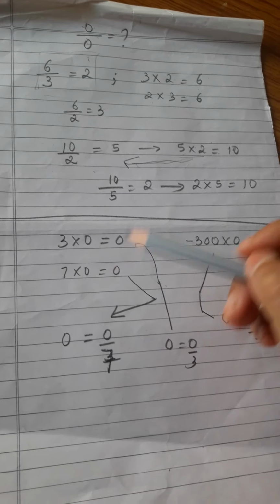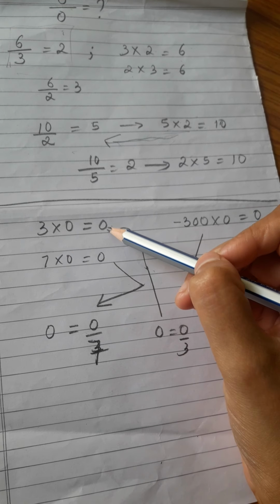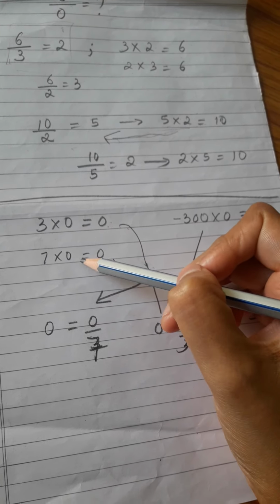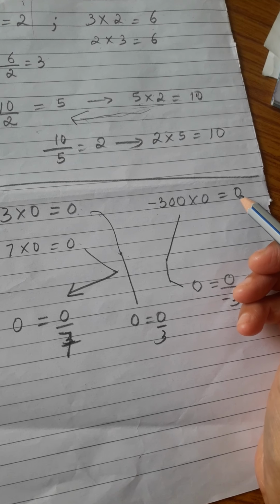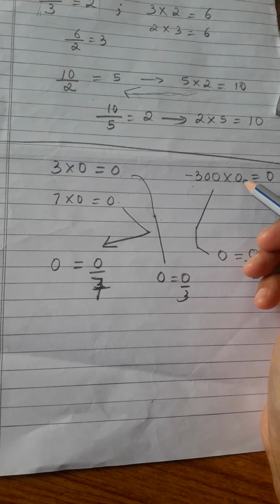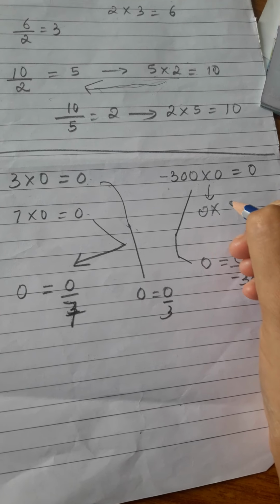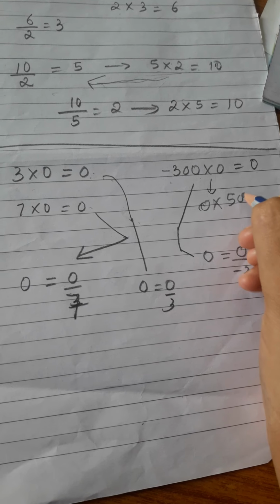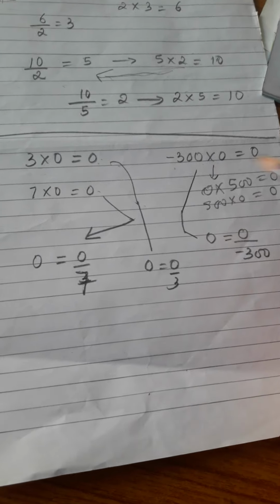Now let's do the same thing with 0. What is 3 into 0? It is 0. Anything multiplied with 0 is 0. 7 into 0 is 0. Minus 300 into 0 is again 0. So anything into 0 is 0, or even the other way around. 0 into anything. 0 into 500 is 0. 500 into 0 is 0. So what do we get?